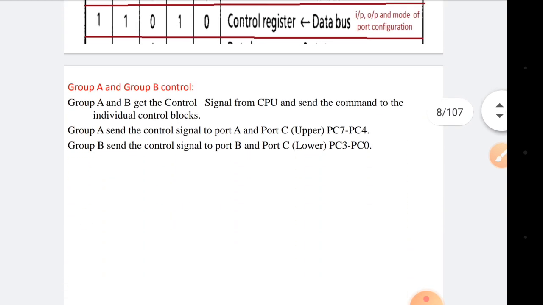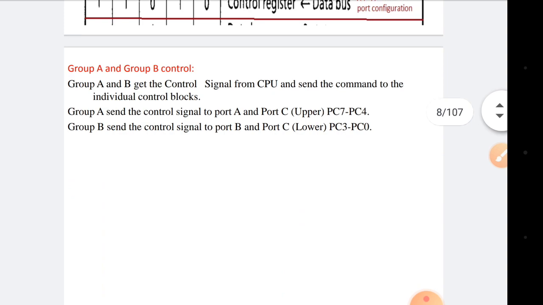So there are two groups, group A and group B. Group A has the port A, all the bits of the port A and the PC upper, PC7 to PC4, and the group B sends the control signal to the port B and the port C, which is PC lower, PC3 to PC0.